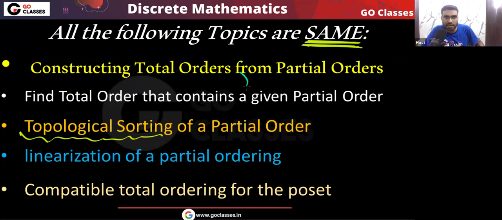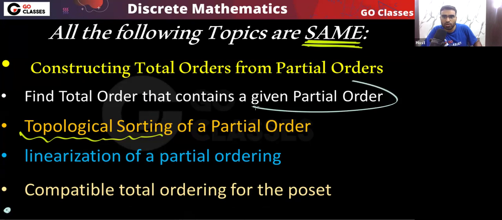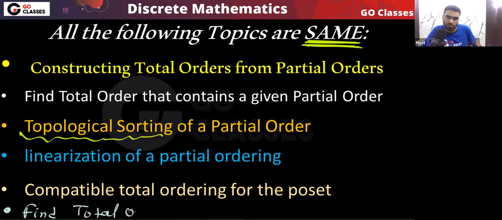So remember, they can ask you the same question in 5 different ways. This is the beauty. Okay, and what is the sixth way? Please tell me. There is a sixth way also. What is that? Find a total order which is a superset of the partial order. Yes or no? This is the sixth way.